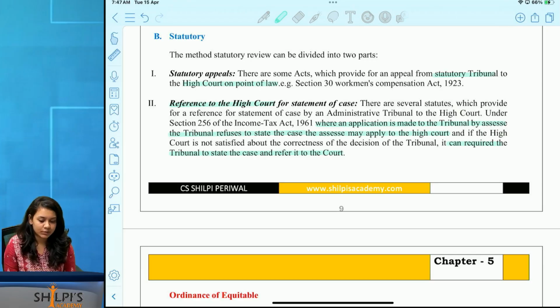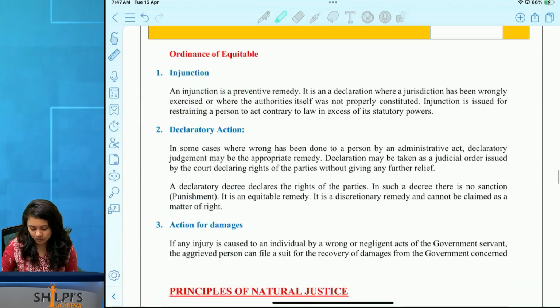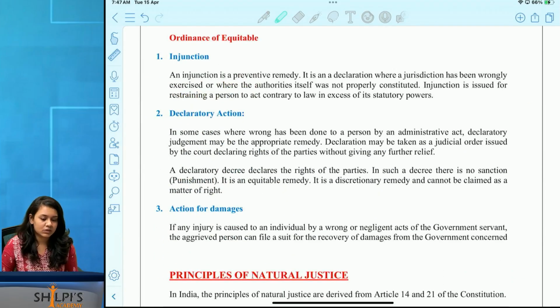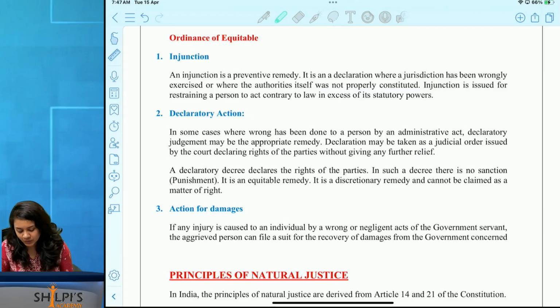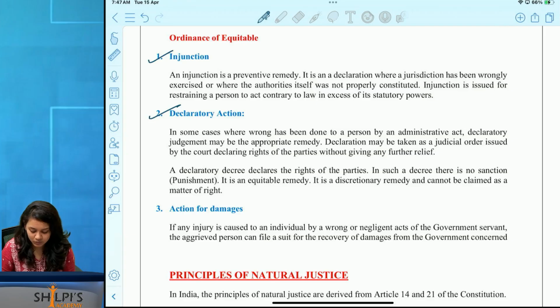So, the statutory methods are known as statutory appeal, where you can appeal to the High Court, or reference to the High Court for a statement of case. The third method is known as ordinary or equitable methods. So, under ordinary or equitable methods, we see three types of actions. The first one is known as an injunction, the second one is known as a declaratory action, and the third one is known as action for damages.